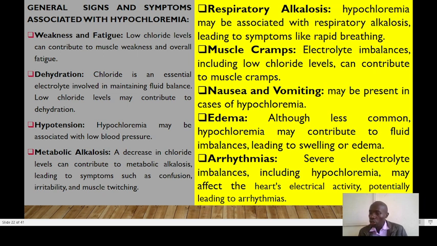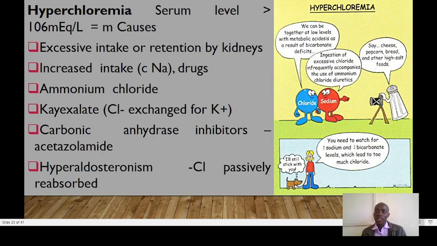Dehydration will also result, and somebody will suffer from hypertension, metabolic acidosis, alkalosis, muscle cramp, nausea, vomiting. Although edema is rare, it may be seen with hypochloremia and may contribute to imbalances leading to swelling, or the edema. Then you have arrhythmias, where severe imbalances, including hypochloremia, may also affect the heart's activity, potentially leading to arrhythmias.